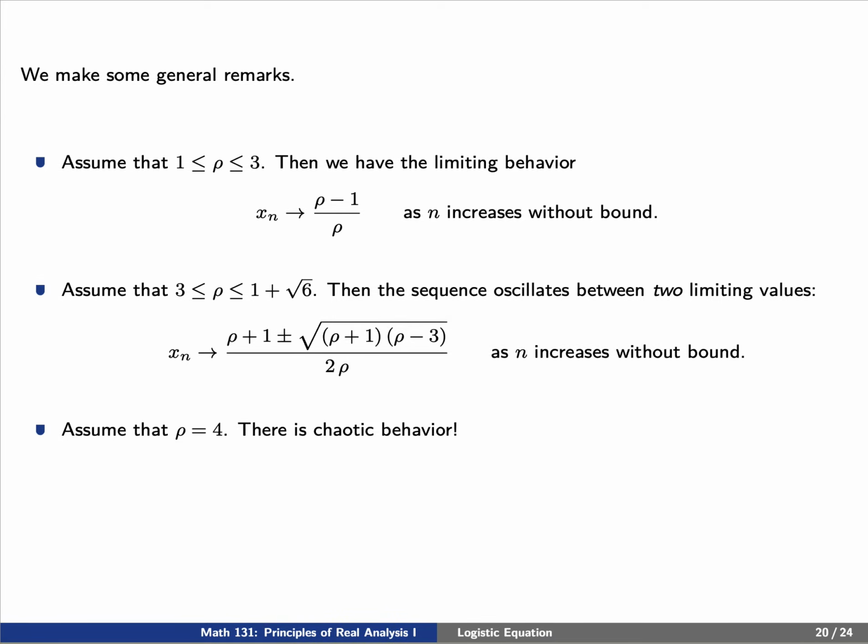Actually, something strange happens if you increase rho even more. In this case, rho is equal to 4. There's actually chaotic behavior. We're going to come back to this example later on in the course and discuss what's really happening here and actually try to prove some of the statements that we've seen.